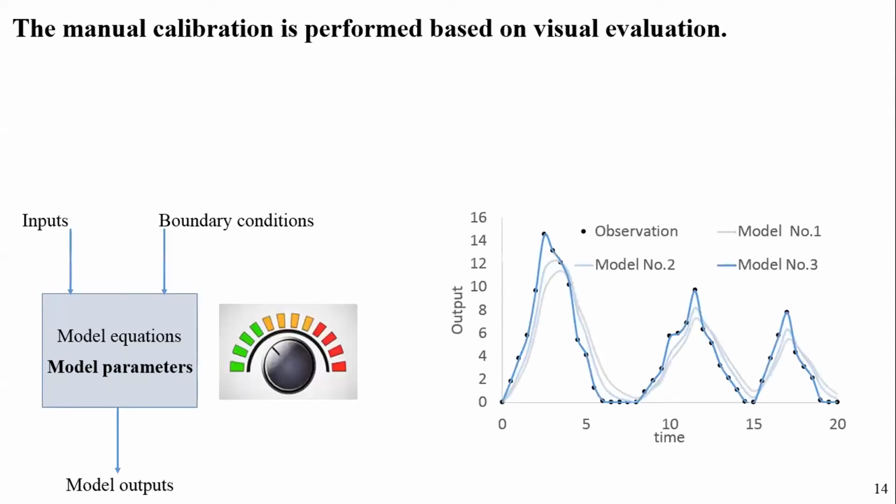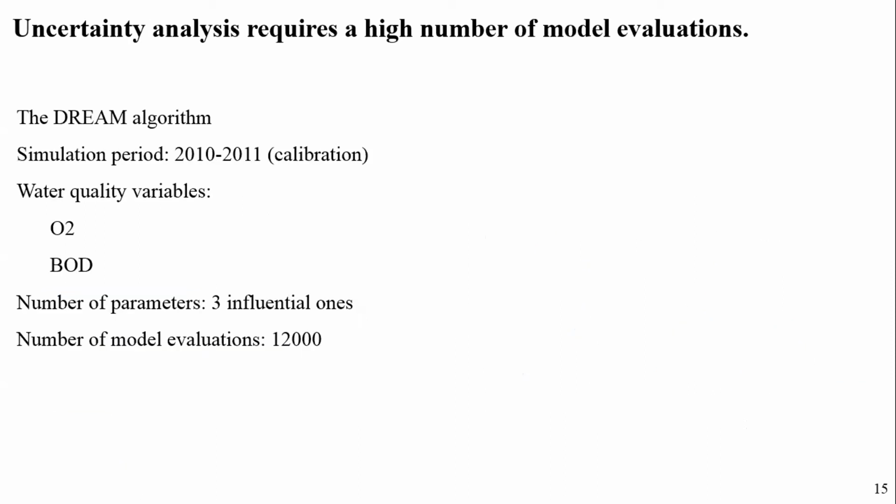As the calibration data is very limited, it's monthly data, so the manual calibration is performed based on visual evaluation. The DREAM algorithm is performed for the calibration period, and the variables of interest are dissolved oxygen and biological oxygen demand. Considering the result of the sensitivity analysis, the three most influential parameters for these two water quality variables are selected, and the total number of model evaluations is set to 12,000.